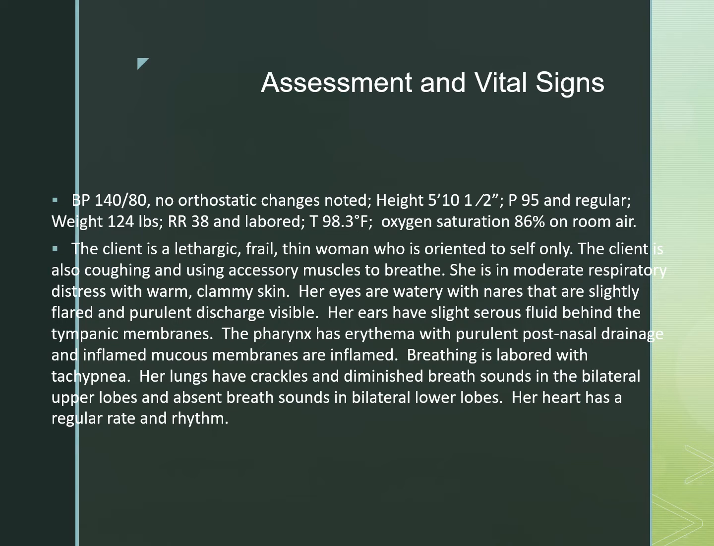Her breathing is labored with tachypnea. Her lungs have crackles and diminished breath sounds in the bilateral upper lobes and absent breath sounds in the bilateral lower lobes. And her heart does have a regular rate and rhythm.